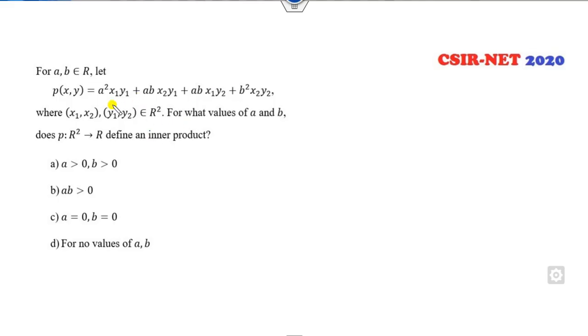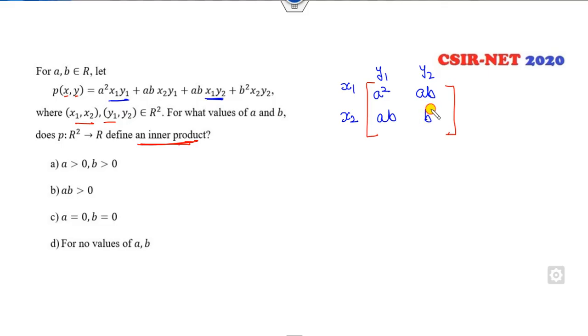Okay, which of the following defines an inner product? Again, these are the two vectors. So I can define this 2 cross 2 matrix, with elements x1, x2, y1, y2. What is the coefficient of x1? It is a square. For x1, y2, it's ab. This is again ab. This is b square.